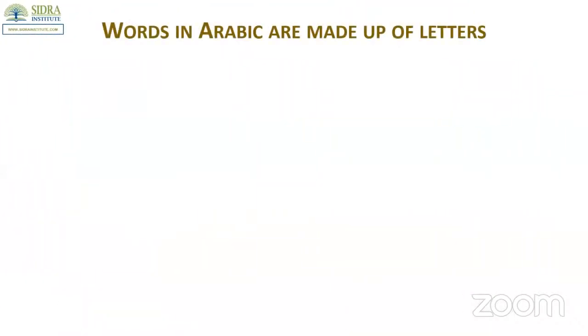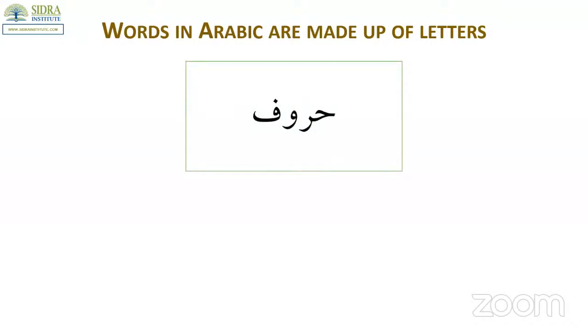Bismillahir Rahmanir Rahim. Words in Arabic are made up of letters. Take for example, masjid, kitab. A word in Arabic is made up of letters, and when we say letters, we mean huruf. We don't mean the grammatical aspect of harf, particle, noun, verb. Here we're strictly talking about letters that group together to make a word. So for example, masjid, you've got meem, you've got seen, you've got jeem, and you've got dal.